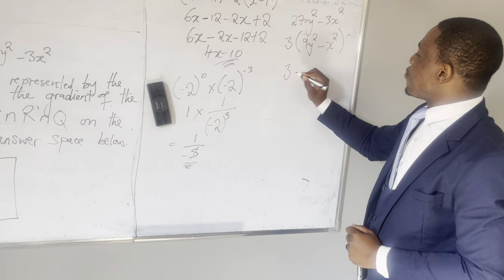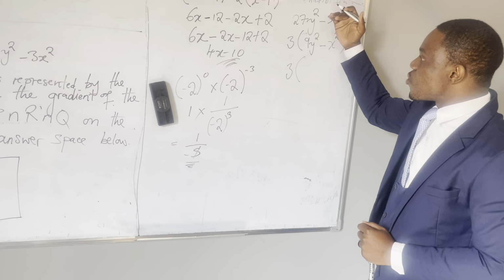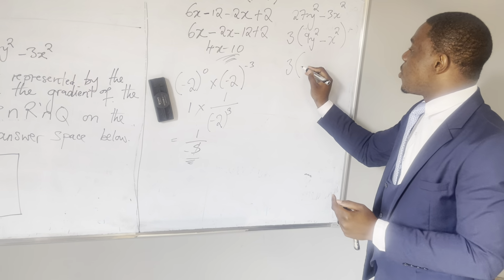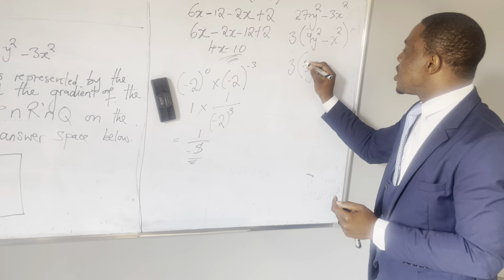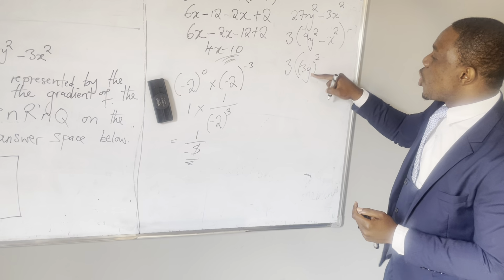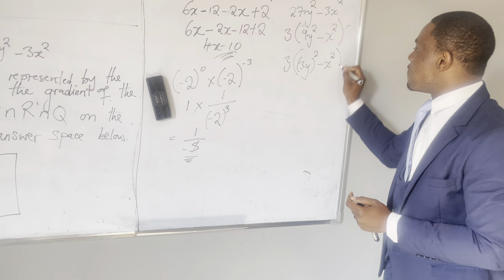So we are going to say 3, then we open. The square root of 9 is 3. So to make it easy, you can say 3y, then you put a square. So 3 squared is 9, and y squared is what we have there. So that's minus that information.